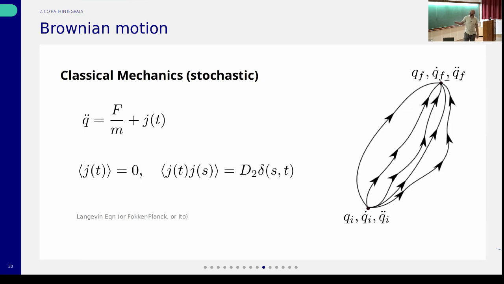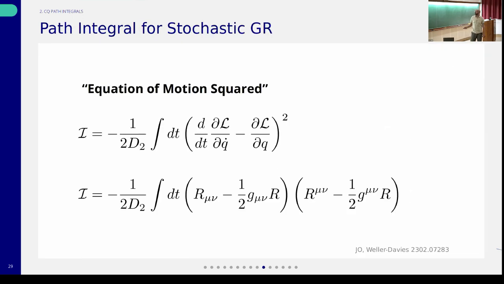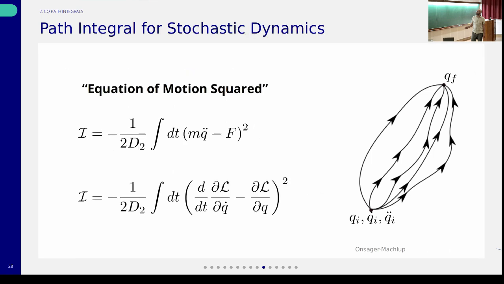So this is called the diffusion coefficient. And if you take the Langevin equation and write it as a path integral, this is what you get. You get the action which looks like F equals ma, and it's squared, and so any deviations away from this are suppressed.